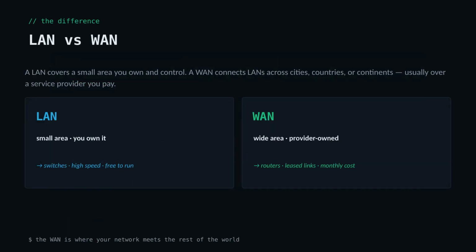So let's draw the line clearly between the two. A LAN is your turf: a small footprint, your switches, your cables, high speed, and no one billing you for it. A WAN is the opposite story. It stretches across cities or continents, and you're almost always renting that reach from a service provider, paying monthly for the links that tie your sites together. Same idea of moving packets, very different scale, ownership, and cost model.